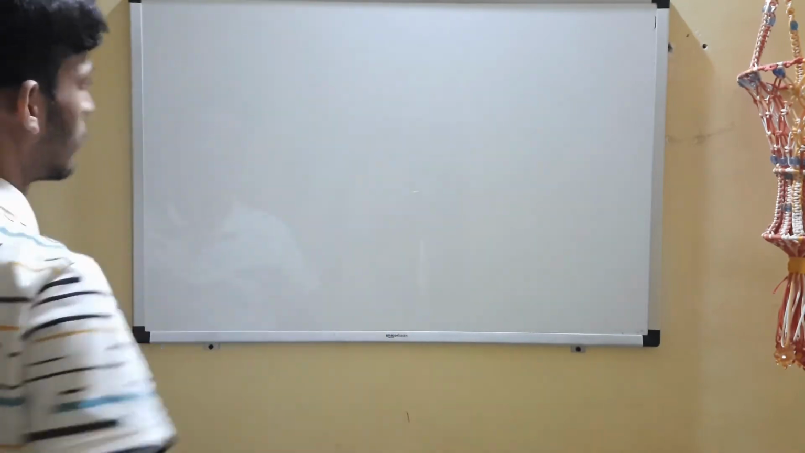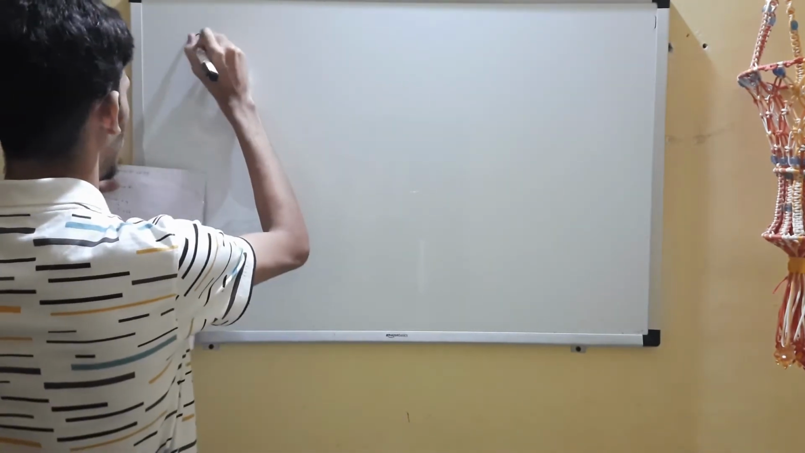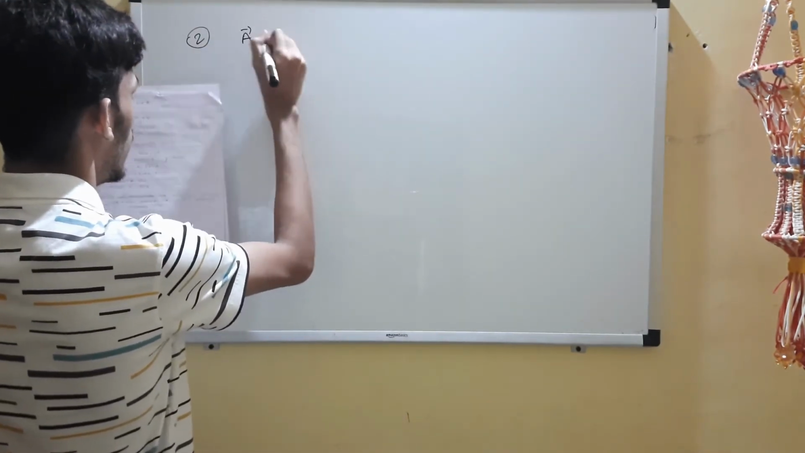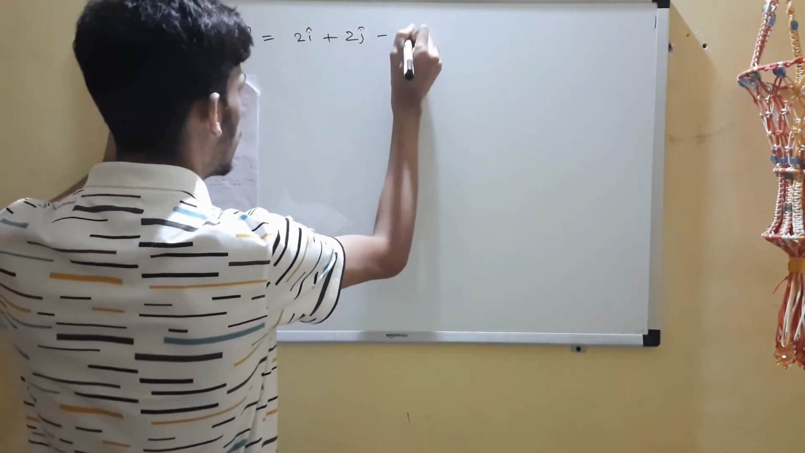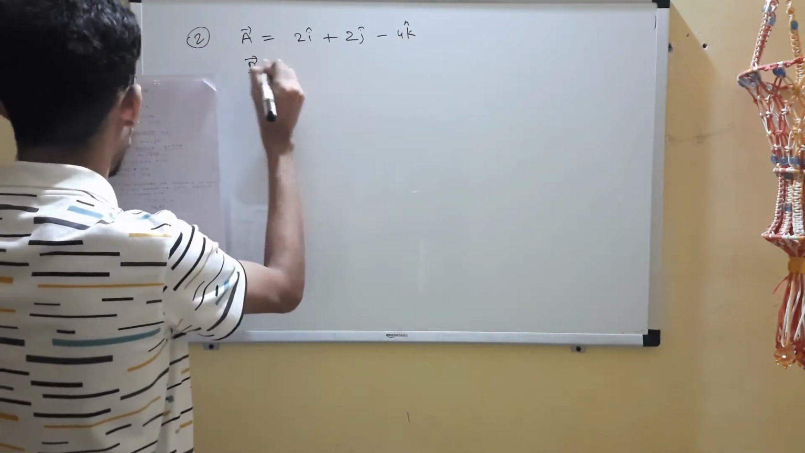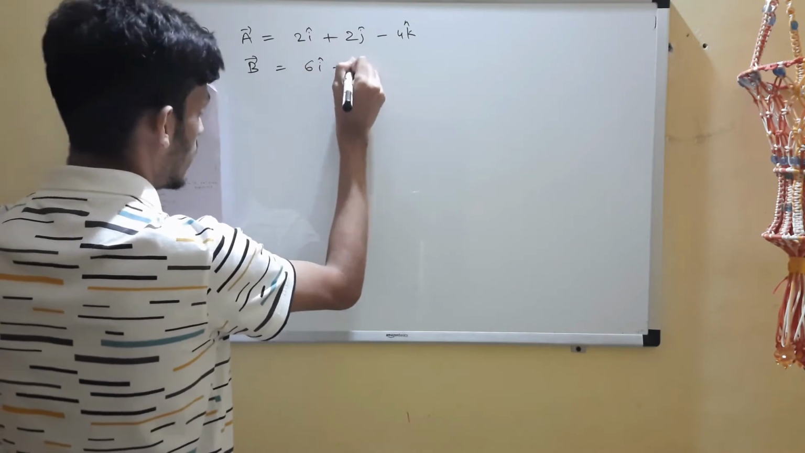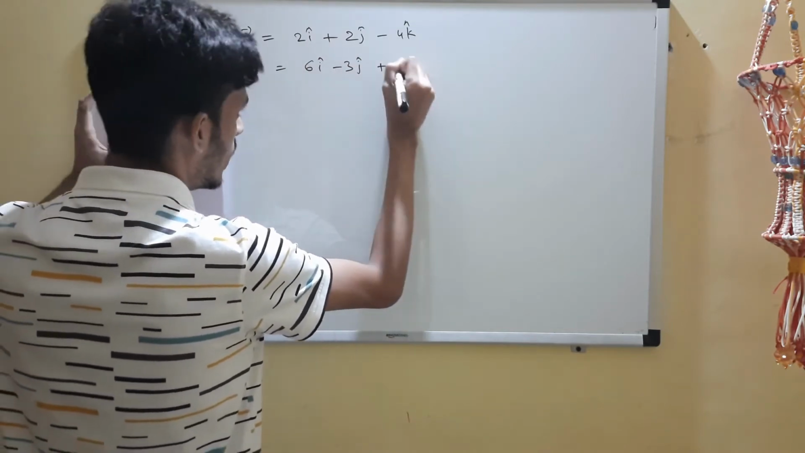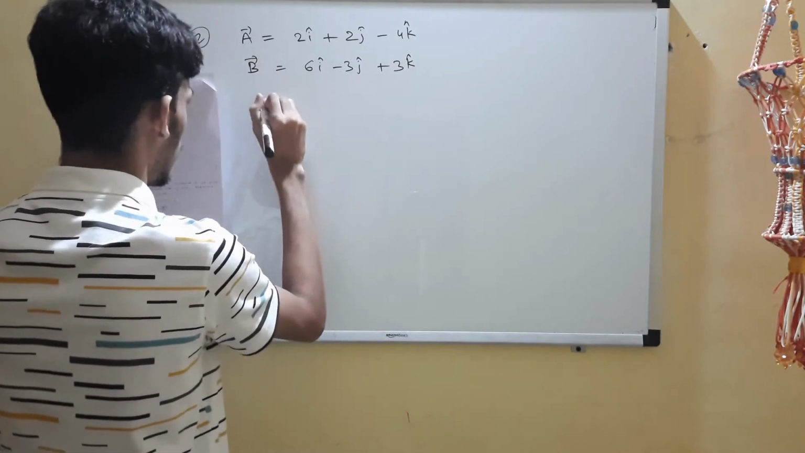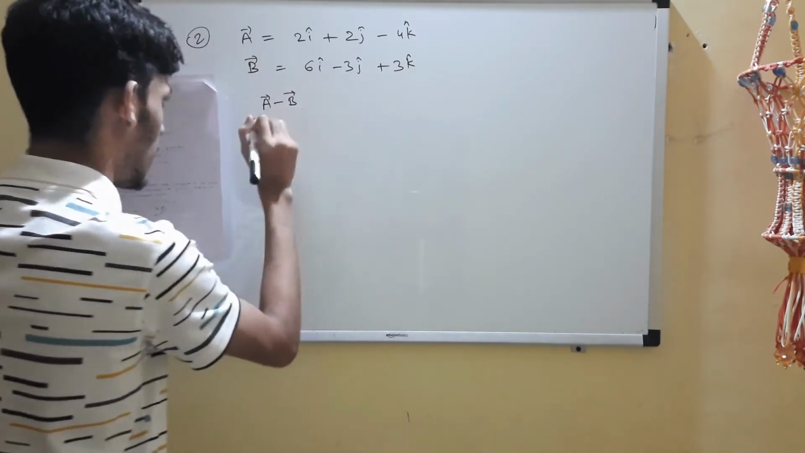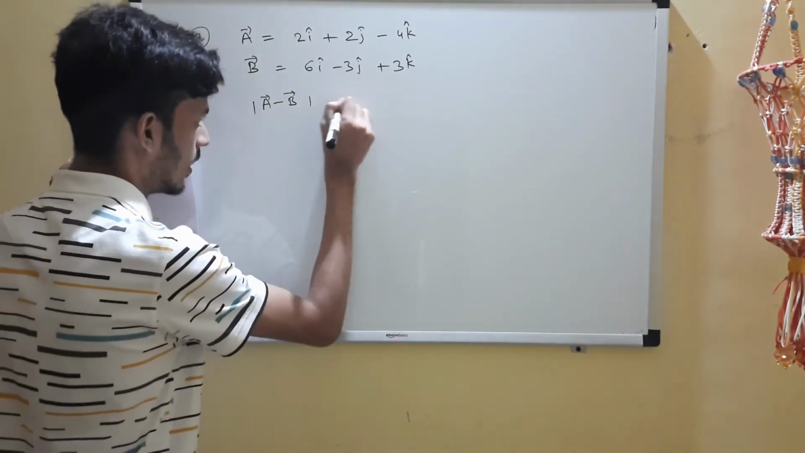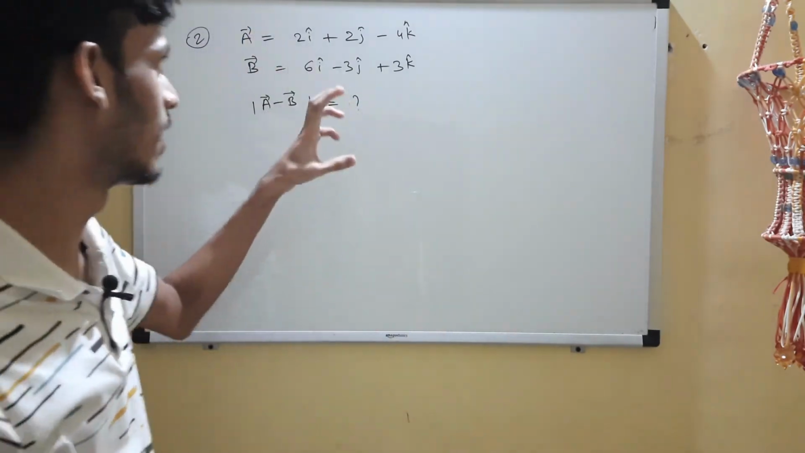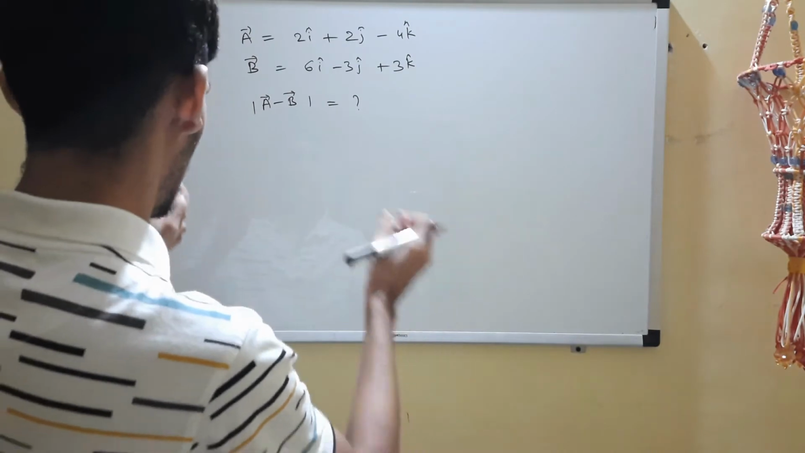Illustrative example one: we'll learn how to add and subtract two vectors which are given in component form. a bar is given to be 2i cap plus 2j cap minus 4k cap, and b bar is given to be 6i cap minus 3j cap plus 3k cap. They have asked for the subtraction of these two vectors in component form, and its magnitude.